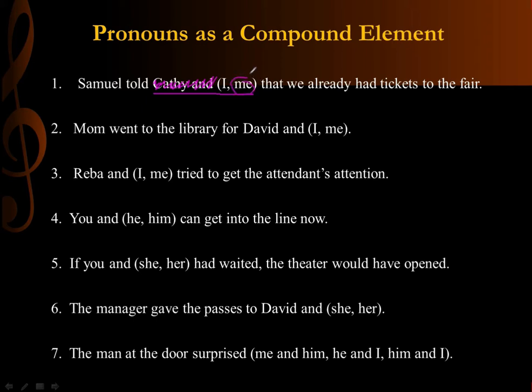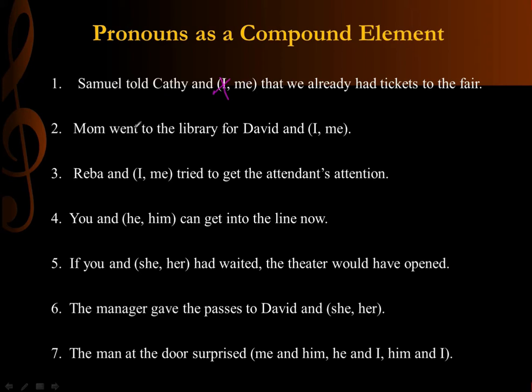And just remember, whatever it's going to be by itself, that's what it's going to be if you should decide to say Samuel told Kathy and me that we already had tickets. Because you don't say Samuel told I, therefore you cannot say Samuel told Kathy and I. You say Samuel told me, therefore it would have to be Samuel told Kathy and me. Once more, whatever it is by itself, that's what it's going to be.